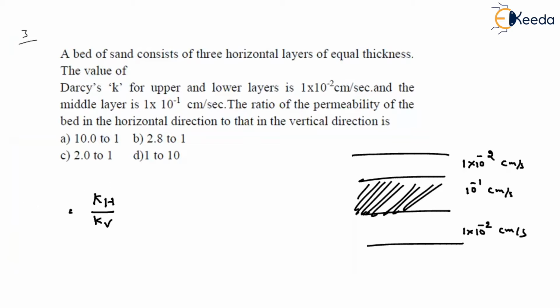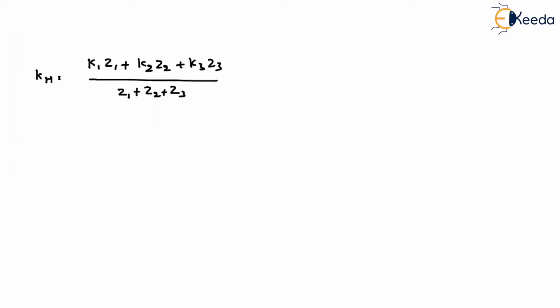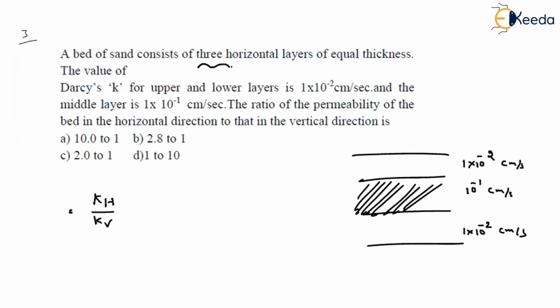So what is the horizontal layer? As you can find it out, Kh is nothing but K1 Z1 plus K2 Z2 plus K3 Z3, as here you are having 3 layers, divided by Z1 plus Z2 plus Z3. And what they are saying? They are saying that 3 horizontal layers of equal thickness.